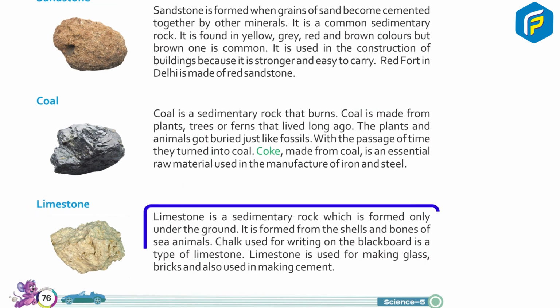Limestone. Limestone is a sedimentary rock which is formed only under the ground. It is formed from the shells and bones of sea animals. Chalk used for writing on the blackboard is a type of limestone. Limestone is used for making glass, bricks, and also used in making cement.